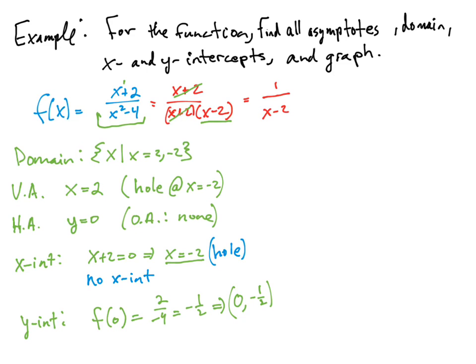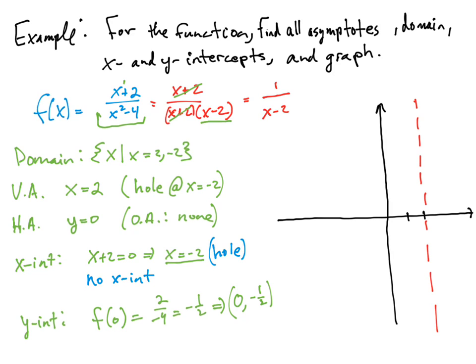And now let's put this all together and come up with the graph. Okay, so vertical asymptote at x equals 2. We have a horizontal asymptote at y is equal to 0, so right along the x-axis. And then the only point that we know so far is this y-intercept, and that's at 0, negative 1/2.